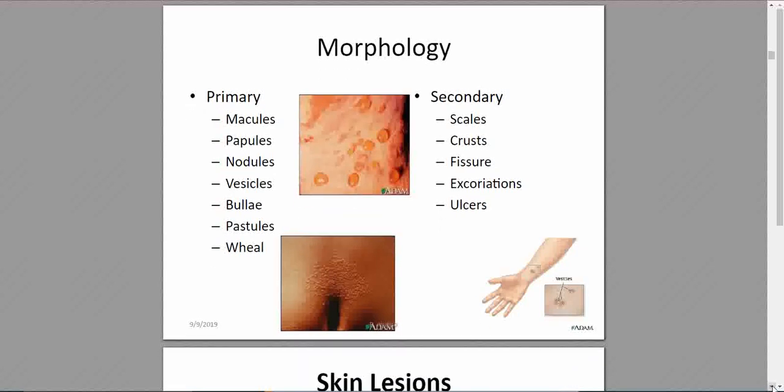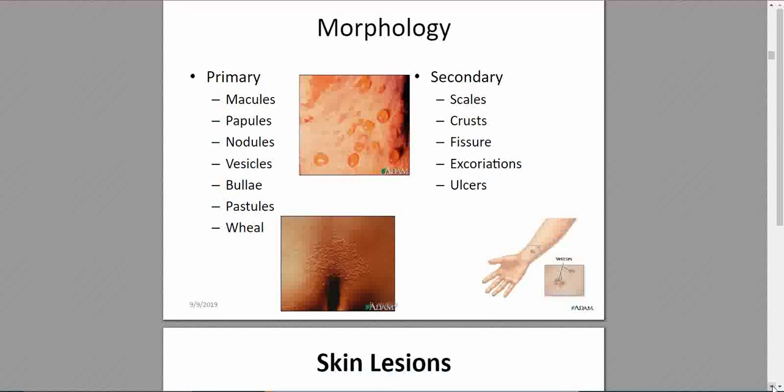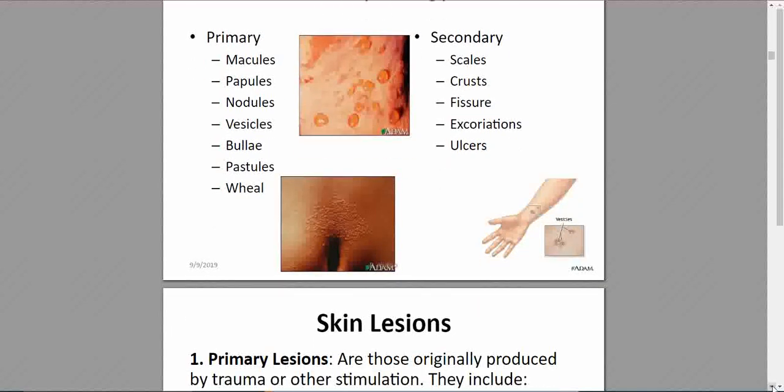Whatever you are able to see in morphology, those are examples of some conditions. Primary lesions: we have the macules, papules, nodules, vesicles, bulla, pustules, wheals. Then the secondary lesions: scales, crust, fissure, excoriation, and ulcer. We are going to start one by one, starting from the primary lesions, in our next lesson. Have a nice time and enjoy.